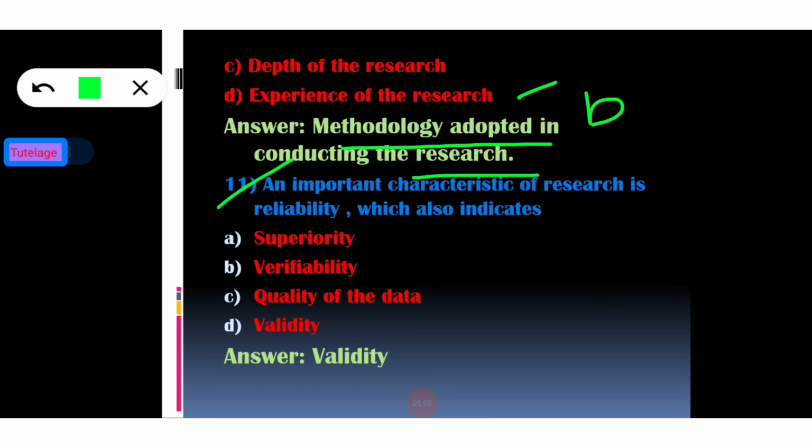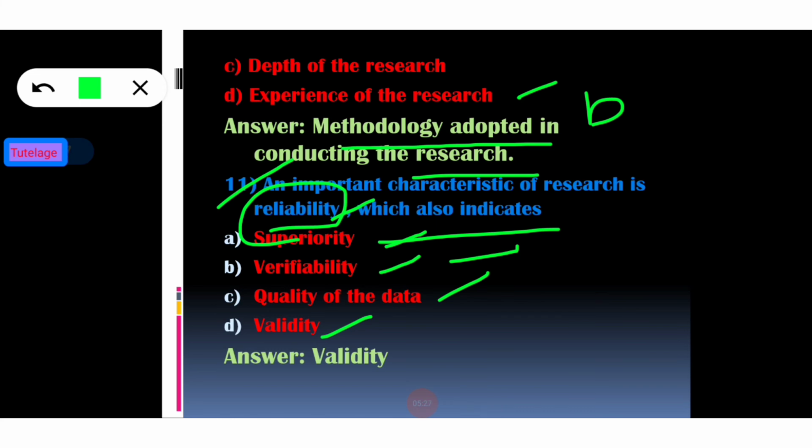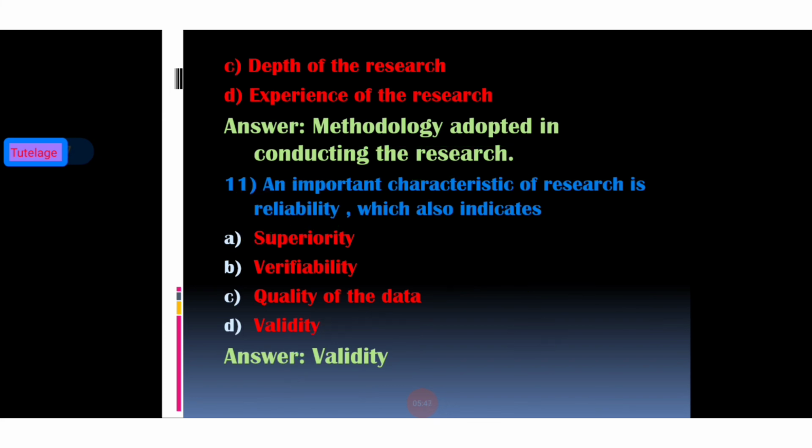An important characteristic of research is reliability. We all know that because we have already told what the characteristics of research are. So reliability indicates superiority, verifiability, quality of the data, or validity. Obviously reliability indicates validity, and validity is one of the most important characteristics of research also. But reliability does not indicate the superiority, verifiability, and the quality. So option D is the correct answer. Now move on to the next question.